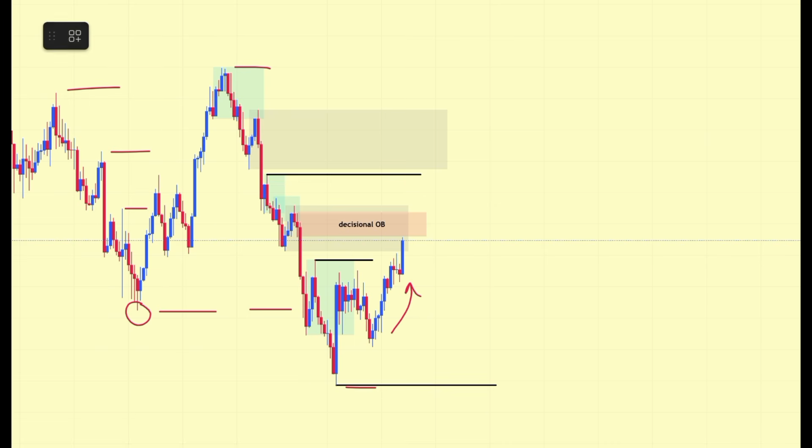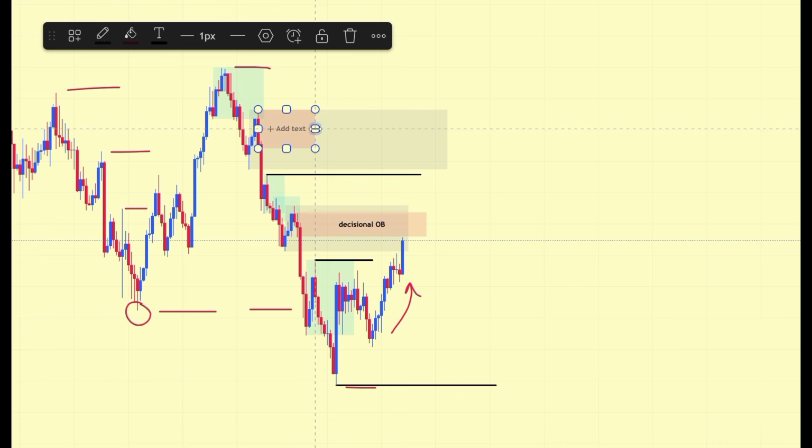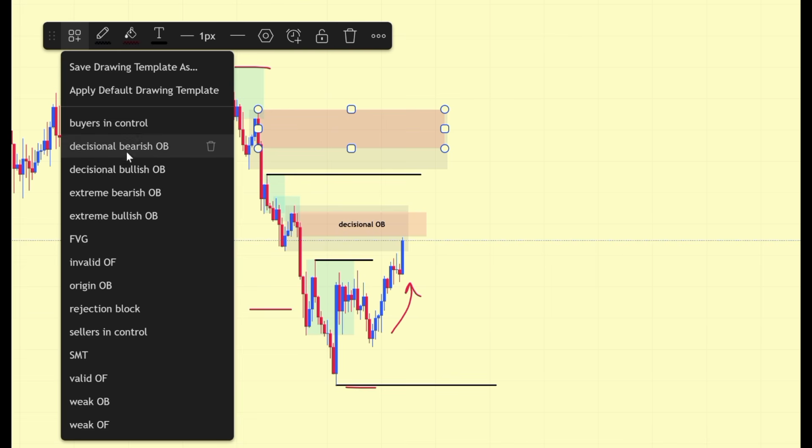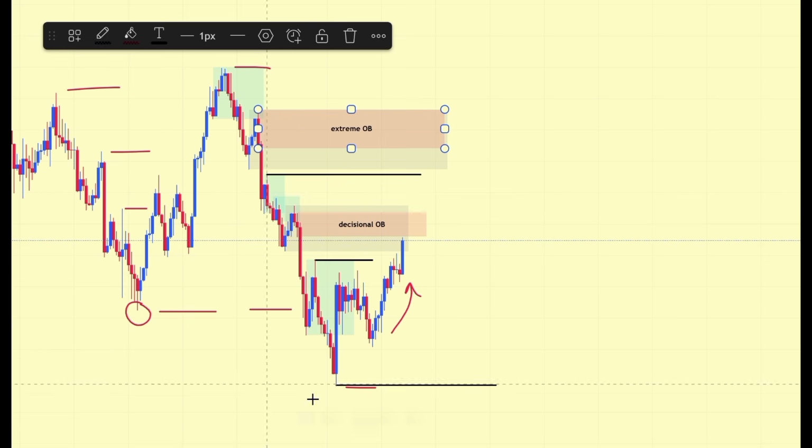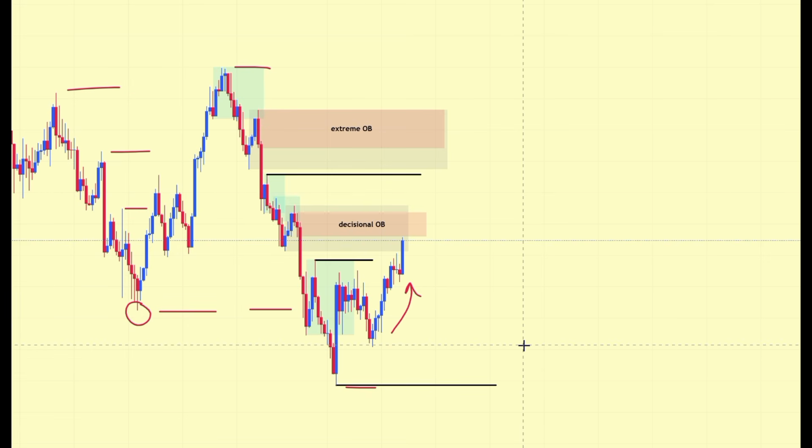Exactly right there. And of course, the extreme order block will be present inside the extreme order flow. So you can clearly see once you mark the order flows, it becomes easier to mark the valid order blocks. So this one is the extreme bearish order block. And exactly right there, we have our valid zones or POIs in that case.